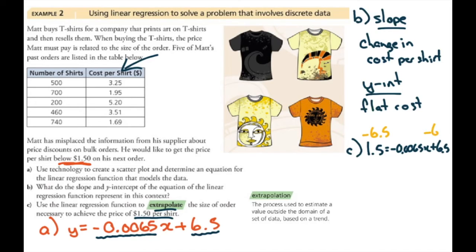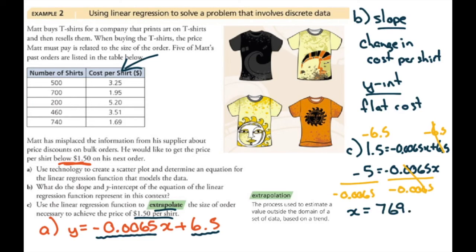Subtract 6.5 from both sides because we're trying to solve for x. So we get negative 5 equals negative 0.0065x. Divide both sides by negative 0.0065. And what we get is that x equals 769.2.